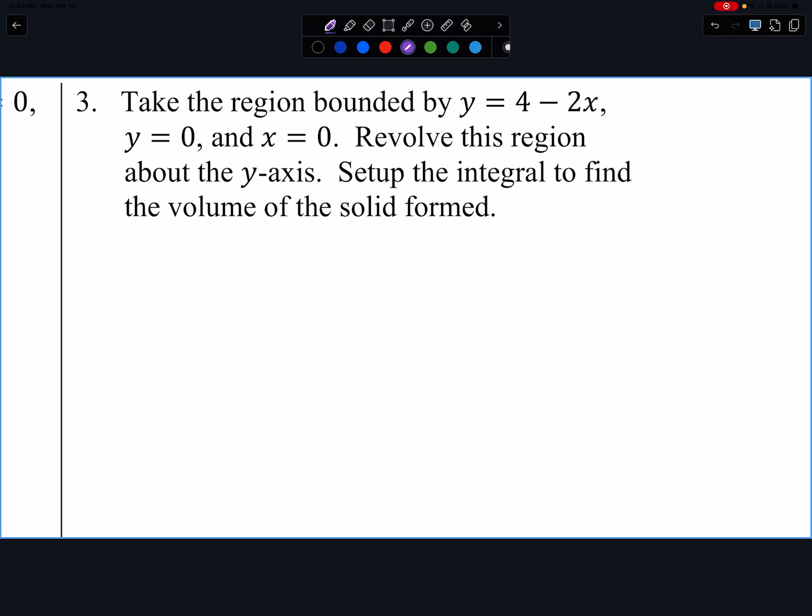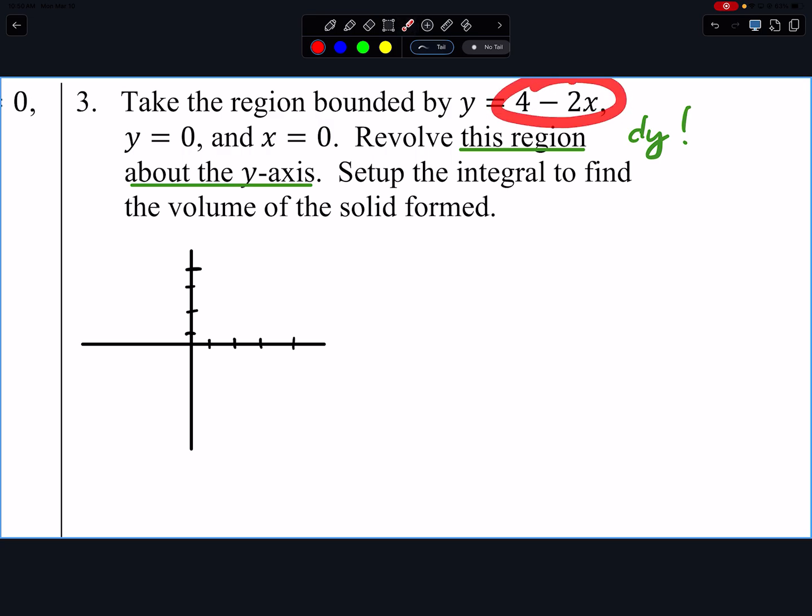So now I'm going to revolve it around the y-axis, which means my integral is going to be dy. Okay, so before we figure out the function, let's go ahead and graph this first. What type of function is this? Linear. So do you guys agree it's a line where the y-intercept is 4 and the slope is -2?